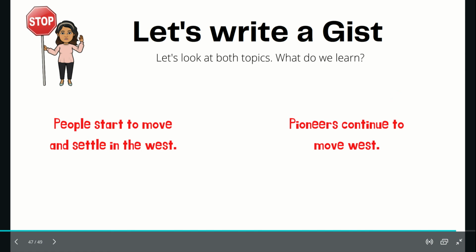Take a look at both of these things that we learned on both pages. Now, I want you to write a gist using the information from both pages. Remember that a gist is a short retelling of what we read.